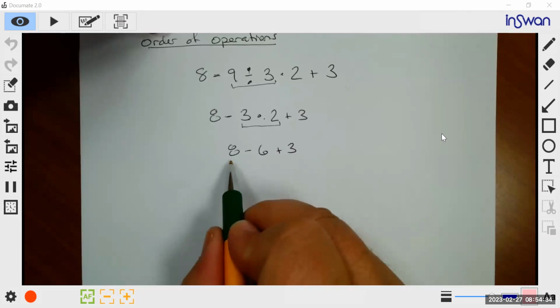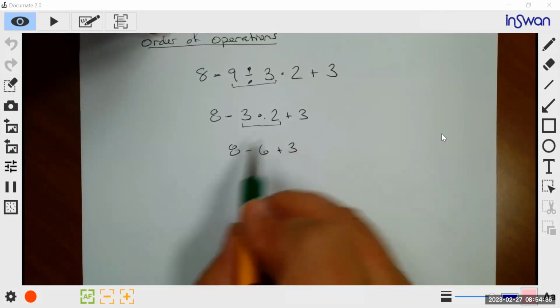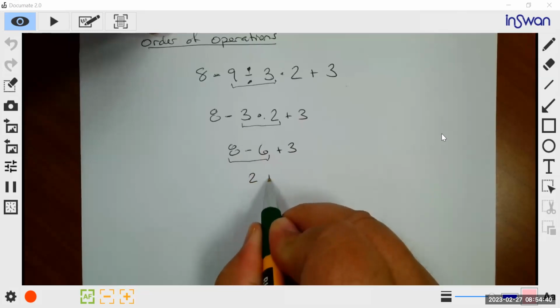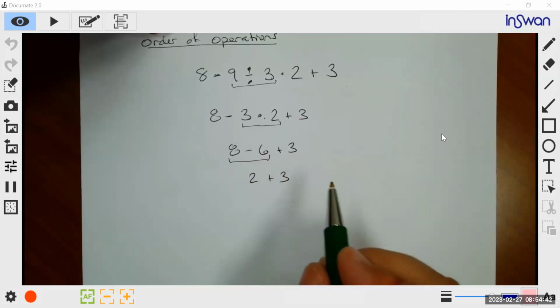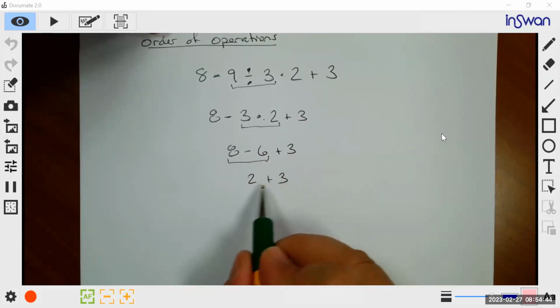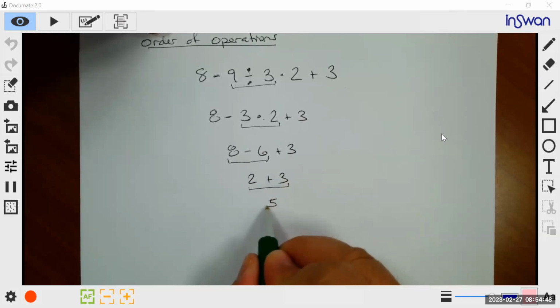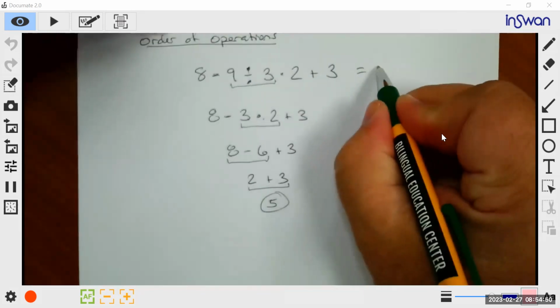Special operations? No. Multiplication, division? No. So addition and subtraction, left to right. 8 minus 6 is 2, plus 3. No special operations, no multiplication or division. So 2 plus 3 is 5. So there's your answer.